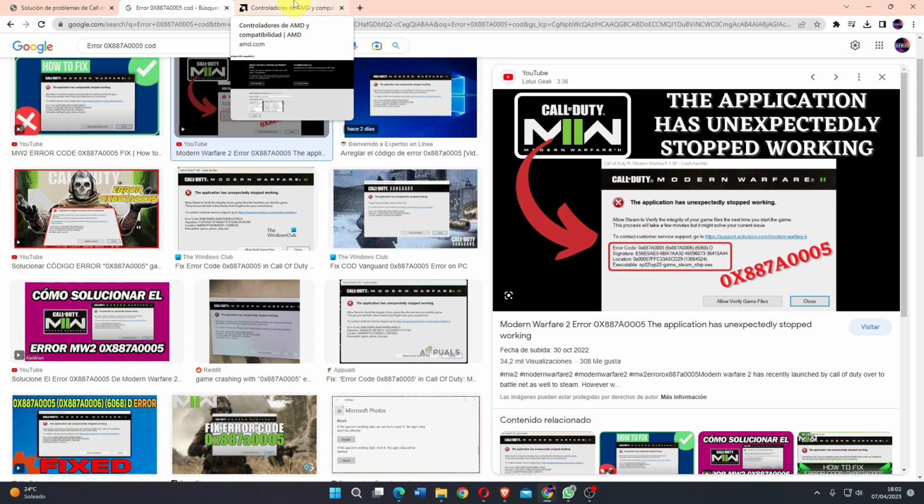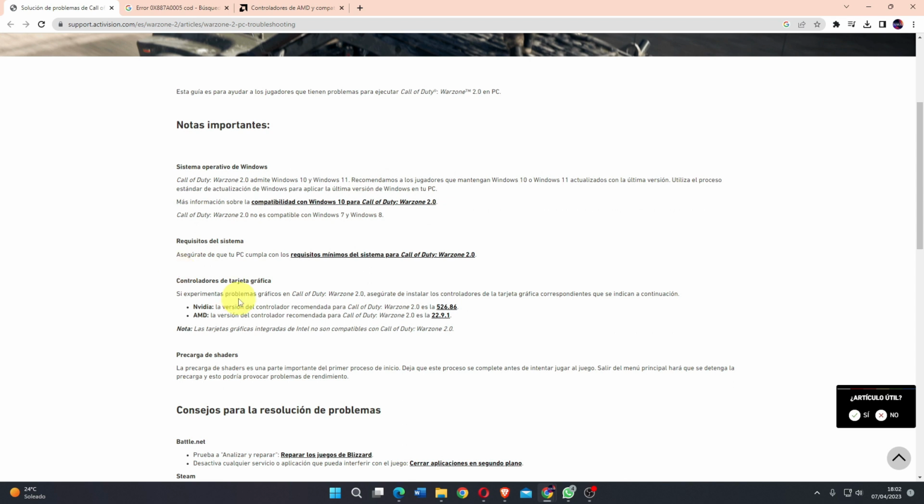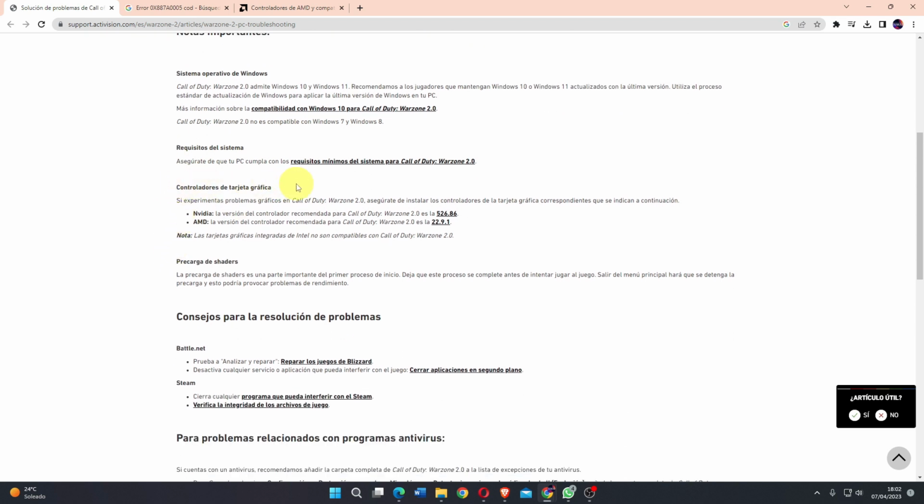It is the solution that usually has to do with the drivers. If you experience problems with Call of Duty, make sure to install the applicable graphics card drivers listed below. It would work for this one, for Modern Warfare 2, and so on. For Nvidia, it tells us that the recommended driver version is this, and for AMD it is this other one that we have here. Important, Intel integrated graphics cards are not supported. Okay, then directly that you know.